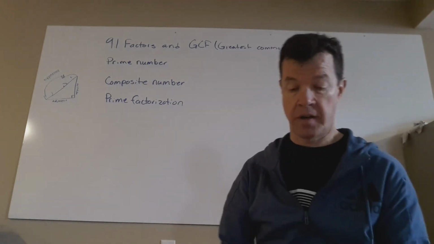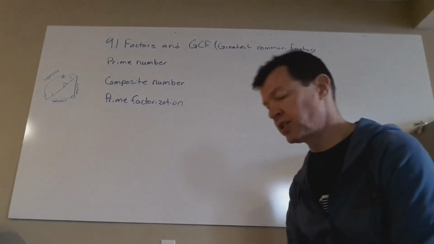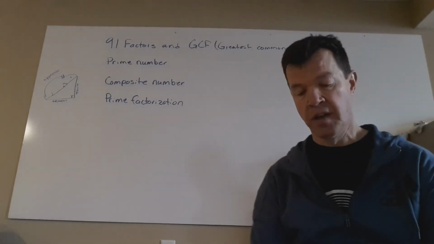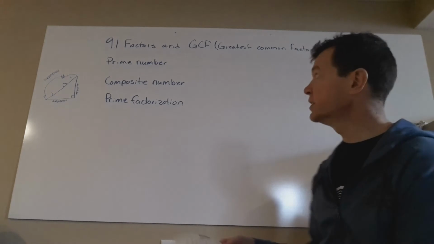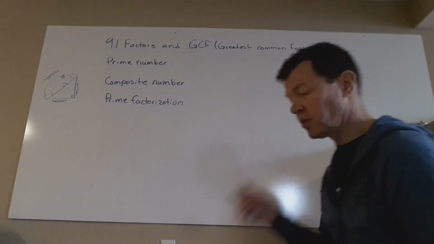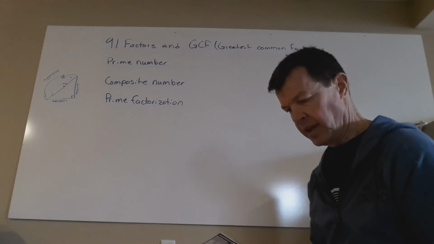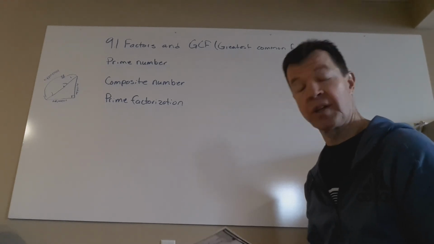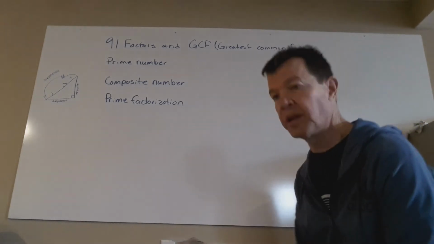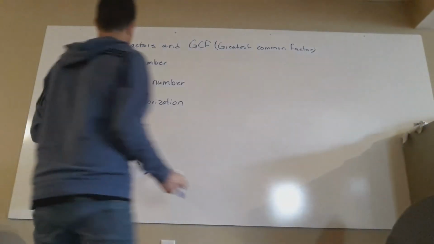Hello, and we are starting Chapter 9, Section 9.1, which deals with factors and greatest common factors. We are going to just deal with terms that we have heard of before, but I'm going to go over those just as reminders. Prime numbers, composite numbers, and prime factorization. I'm going to write definitions up here and then give some examples of these.